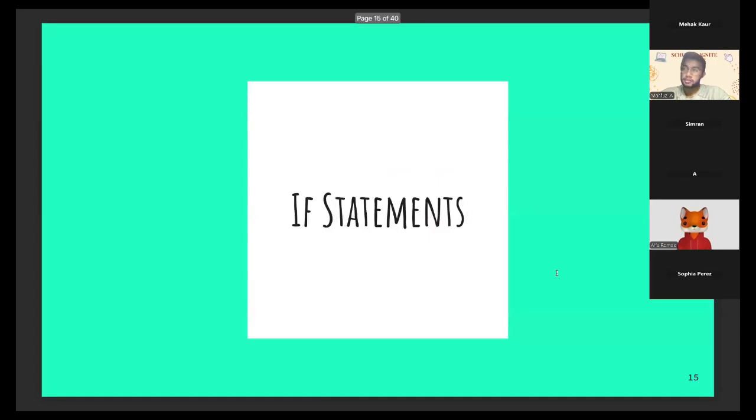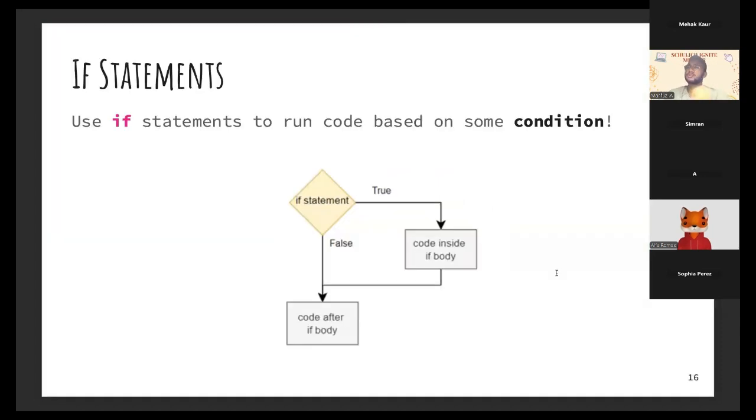If statements. Use if statements to run code based on some condition. This is a diagram, a flow chart, that explains how if statements work. When you use the if statement, if it's true, then it will run the code inside of the body. If it's false, it will run the code after the body. And if it's true, it will run the code inside the body and then run the code after, outside the body. That is how if statements work.